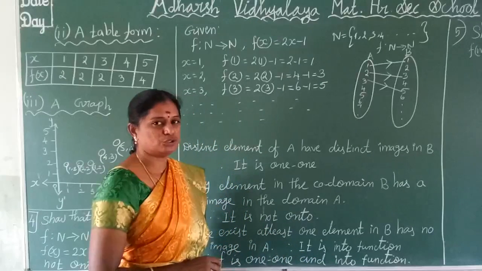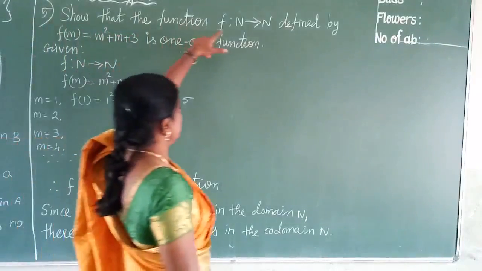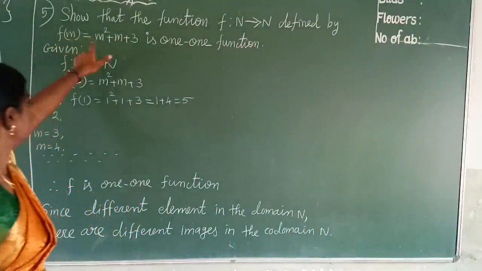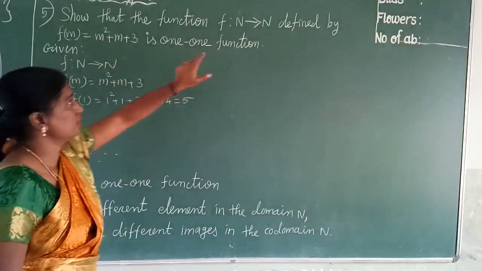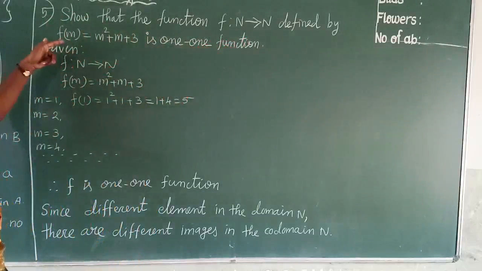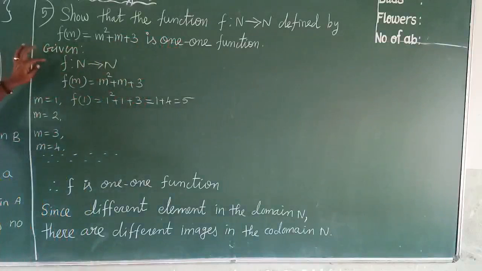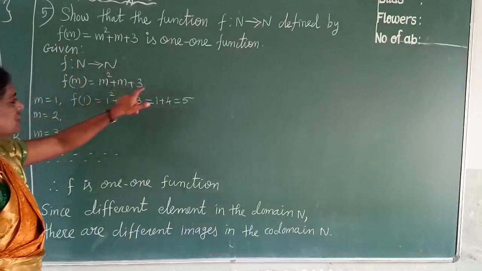Next we see the fifth question. Fifth question: show that the function f such that N to N defined by f of m is equal to m square plus m plus 3 is a 1 to 1 function. Here f such that N to N and the function given, we want to show that it is a one-to-one function. So given f of m is equal to m square plus m plus 3.